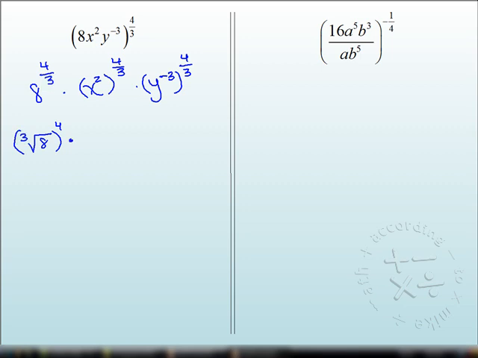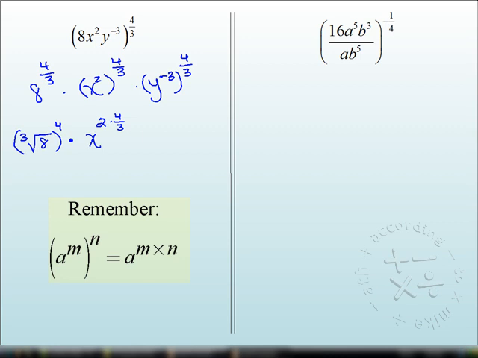The next two for the variables are treated similarly. For instance, x squared then raised to the 4/3. Whenever you have a power to a power, you multiply the powers. So we'll have x raised to the 2 times 4/3 power, same for the y raised to the negative 3 times 4/3. Now we'll simplify.